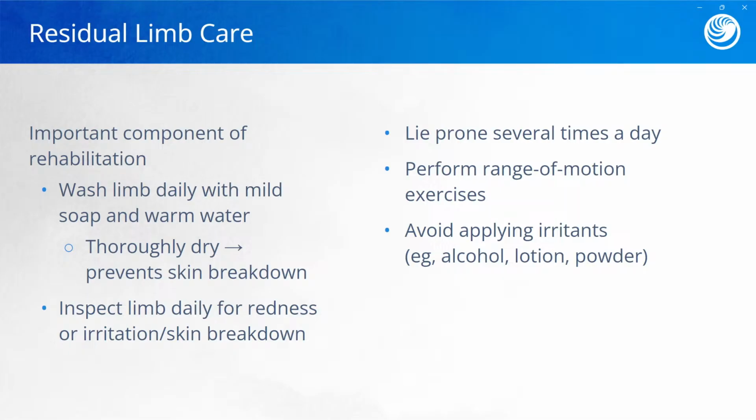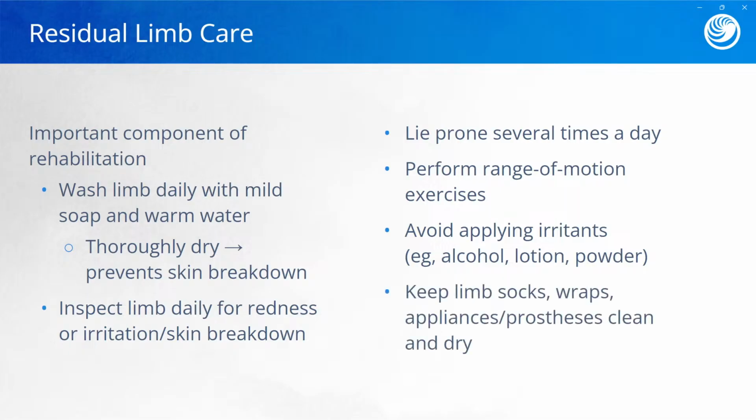We will also teach them how to care for limb socks or wraps or any prosthetics they're given in the hospital. For the limb socks, we want them to wash it with a mild soap, thoroughly rinse it out, wring out any sort of extra dampness, and then let it lie flat to dry. And don't use it again until it's completely dry. Because again, if it's moist or damp and is put on that residual limb, it could cause skin breakdown.